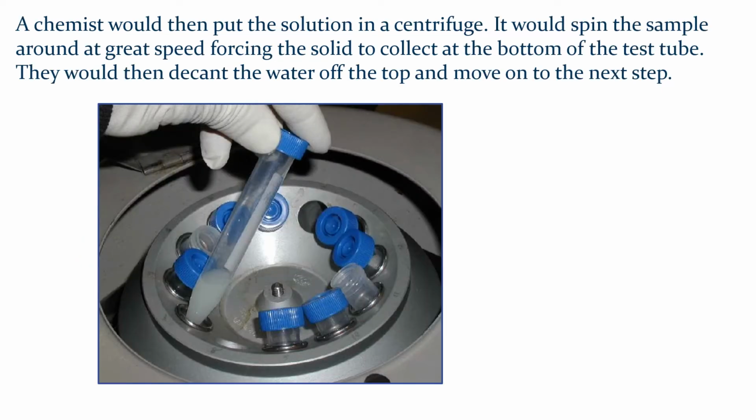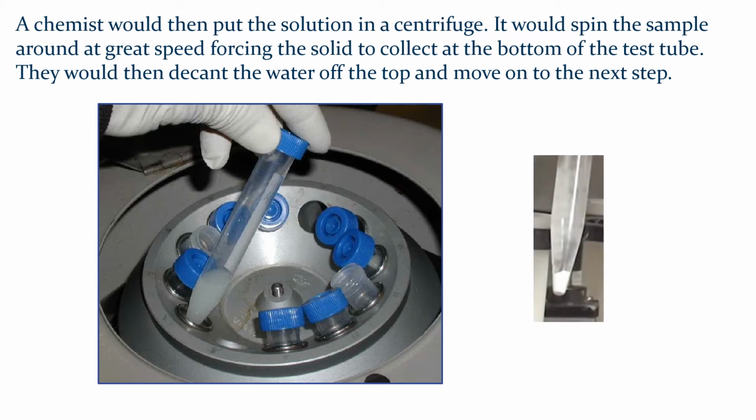A chemist would then put the solution in a centrifuge. It would spin the sample around at great speed, forcing the solids to collect at the bottom of the test tube. They would then decant the water off the top and move on to the next step. So after spinning it in the centrifuge, this is what it would look like. And when we had those four cations, if we added an anion that would form just one solid, that solid would be sitting on the very bottom of that test tube. We would then decant, which means pour off the liquid from the top, which now only contains three cations.